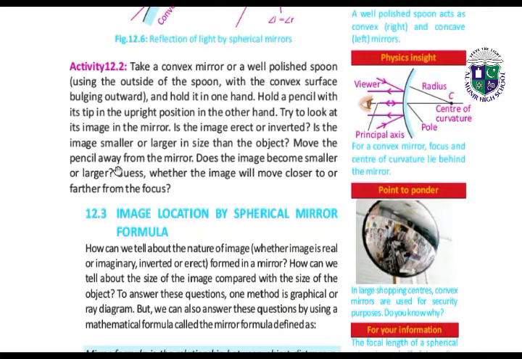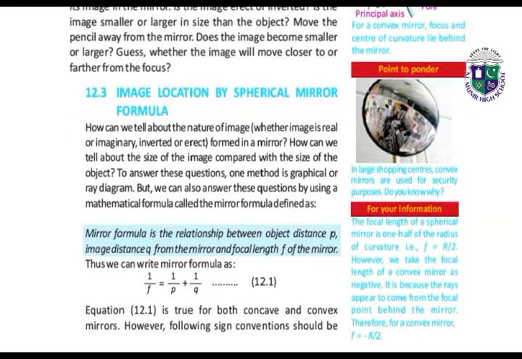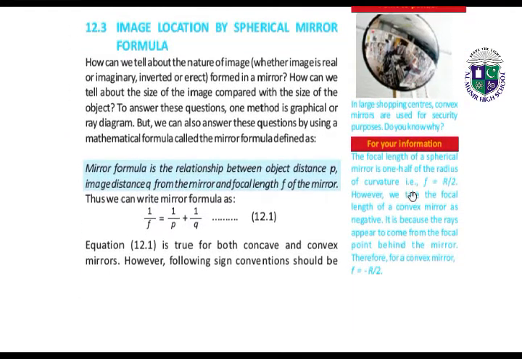So you can easily do this experiment in front of your home mirror, and by observing you will see all these things. Image location by spherical mirrors. Formula. How can we tell about the nature of the image, whether the image is real or imaginary, inverted or erect, formed in a mirror? कोई भी इमेज जो मिरर पे बन रहा है, आप उसकी नेचर के बारे में कैसे बता सकते हैं? How can we tell about the size of the mirror image compared with the size of the object?